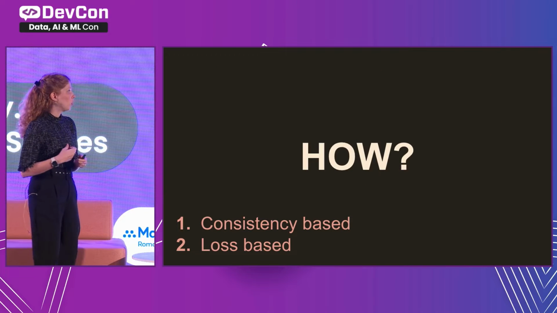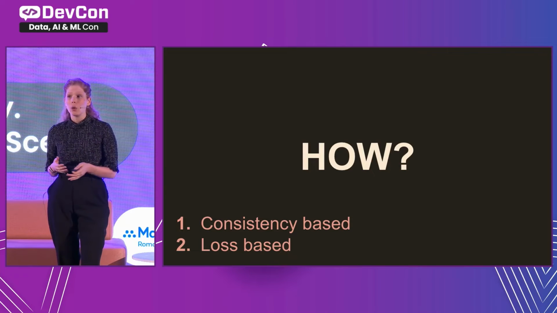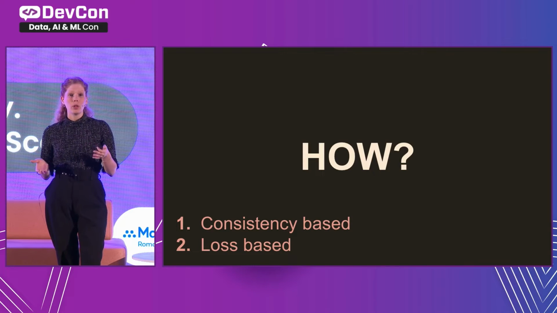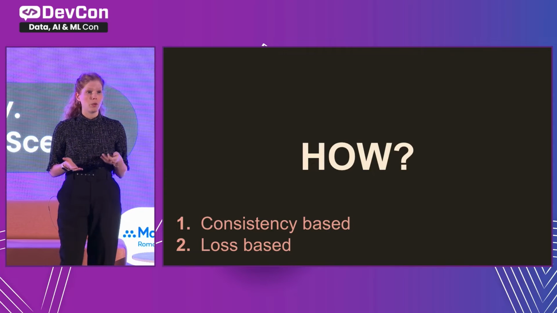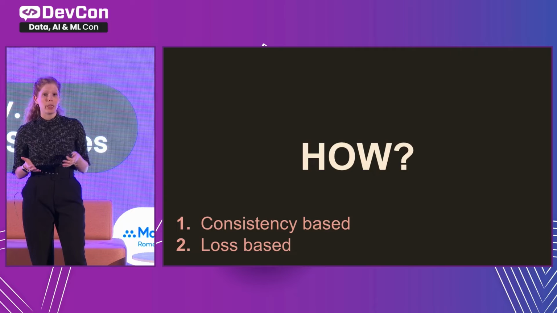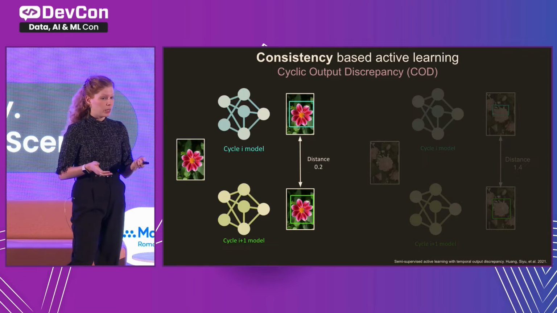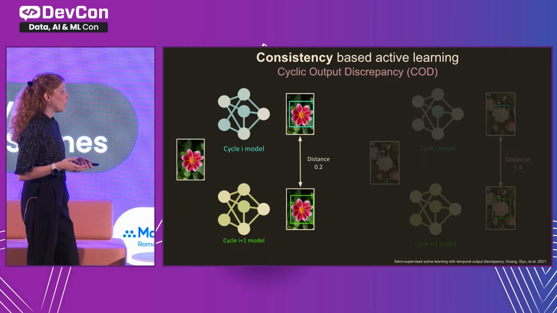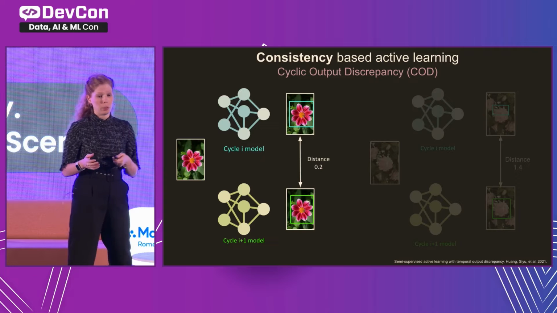So now let's move on to the methods that we tried, how we can implement such active learning methods. I'm going to talk about 2 methods that we used in our project. The first is based on the consistency of the outputs of our models, and the second is based on the loss value of the network. We will start with the consistency-based method, which is based on the paper Semi-Supervised Active Learning with Temporal Output Discrepancy.